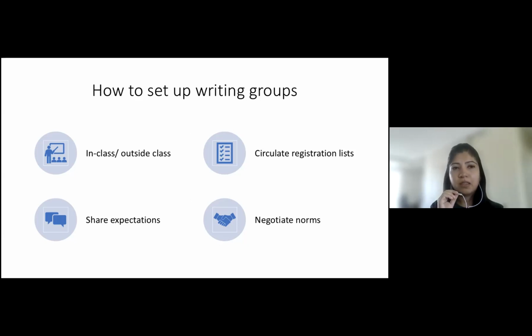But then the main thing really is sharing expectations and norms. This is key. All members have to be on the same page as to what they want from the group. Do they want silent writing time? Do they want accountability? Do they want feedback? What kind of feedback are they looking for? When we were negotiating norms, we talked about everything. And I've added some useful resources in our shared folder. You can take a look at that.